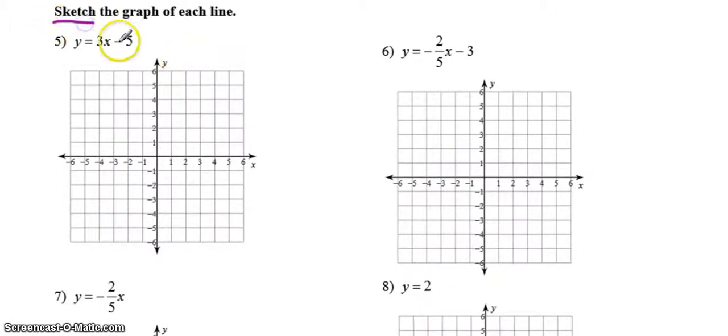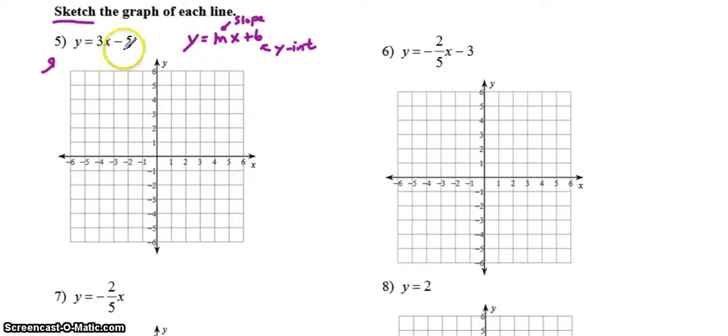The directions ask us to sketch the graph of each line. Now, in 5, 6, 7, and 8, all of the equations are in what we call slope-intercept form. That means that they look something like this. Y equals mx plus b, where m gives us the slope of each line, and b gives us the y-intercept. Looking at number 5, we have y equals 3x minus 5.